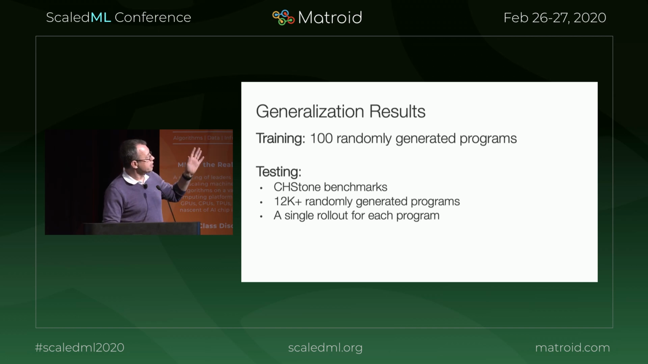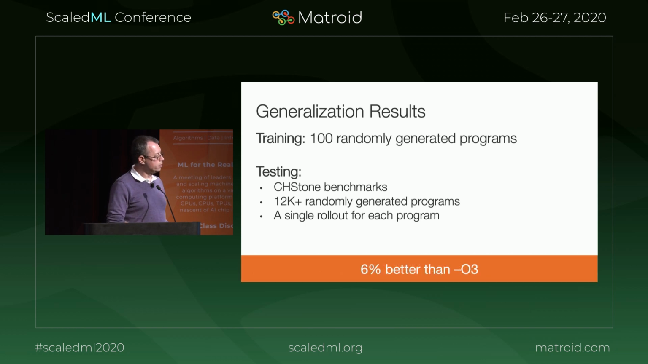So, generalization results. We just train on 100 randomly generated programs, and then we test on CHStone. We evaluate on the CHStone benchmark and another 12,000 randomly generated programs, and we do a single rollout for each program to evaluate. And when you do that, on average, you improve by 6%. And again, for the compiler people, even 2-3% is a big deal, right?